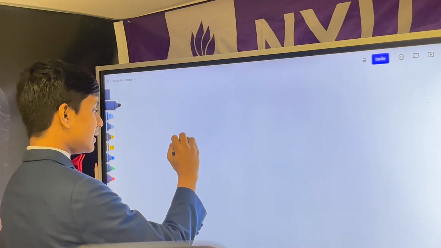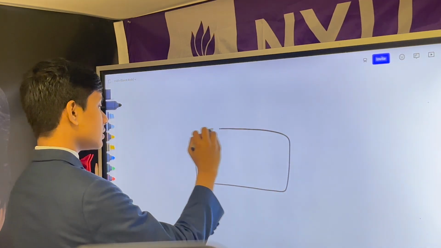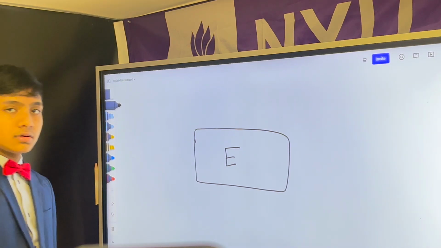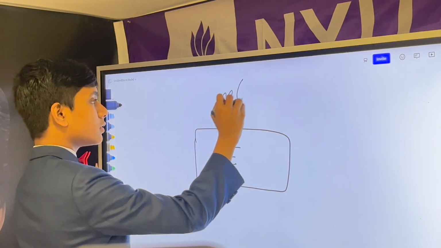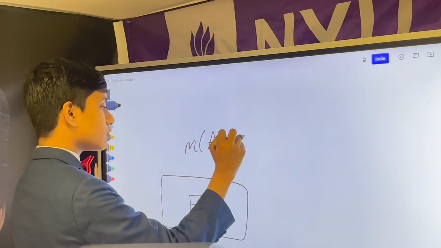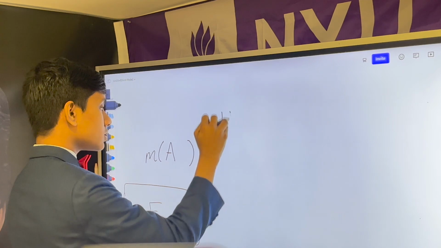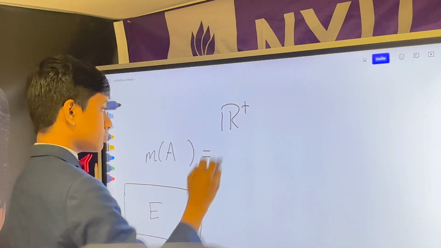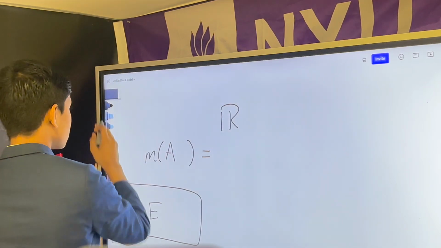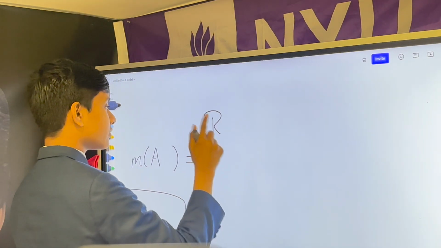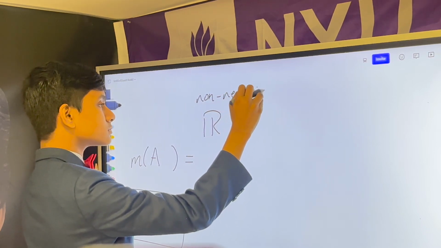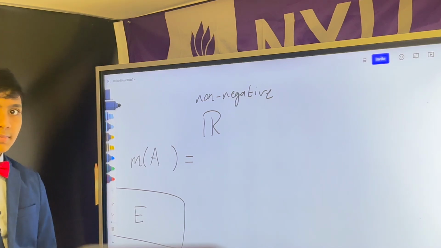So, given some set, a measure, M, which takes in a set and returns some, well, not strictly positive, it could also be 0, some non-negative real number.